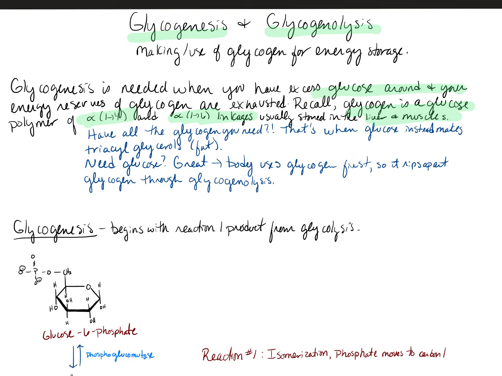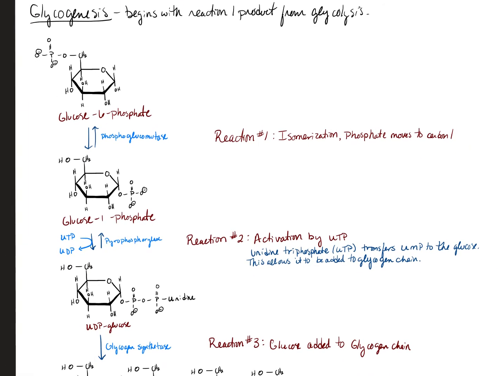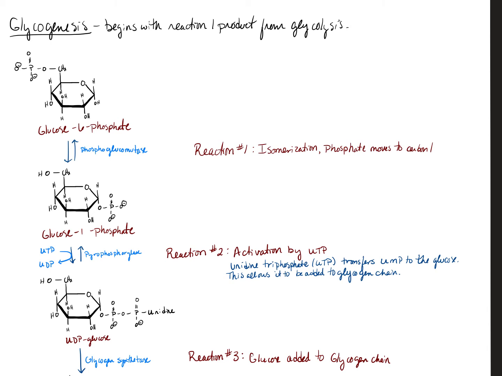When you have all of the glycogen that you need, then that's when glucose instead goes to make triacylglycerol, or fat. So we have more than what we need at that point. We store it as fat for energy use later. But if you need glucose, great. The body is going to use that glycogen and rip it apart through glycogenolysis, okay? So we have to figure out how to both make glycogen and rip it apart in order to see how we can use that glucose as needed. It's kind of like our glucose reserve maker.